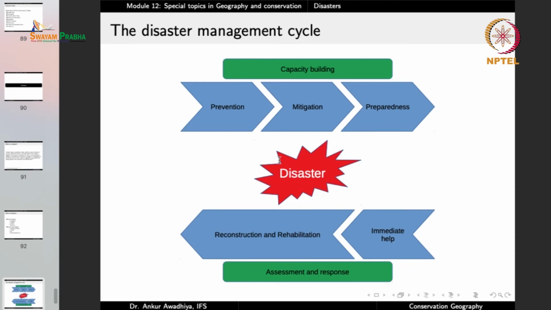For proper management of disasters, there are certain actions that have to be taken before the disaster, which are known as capacity building, and there are certain actions that have to be taken after the disaster, which include assessment and response. Now, capacity building includes the steps of prevention, mitigation, and preparedness, whereas assessment and response includes immediate help, reconstruction, and rehabilitation. So all of these together form the disaster management cycle.